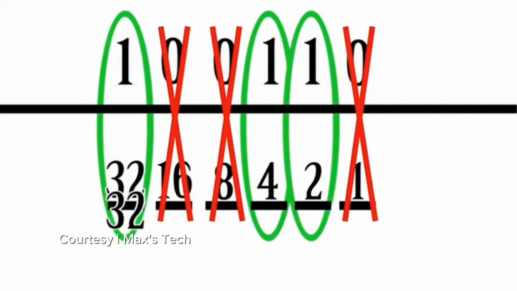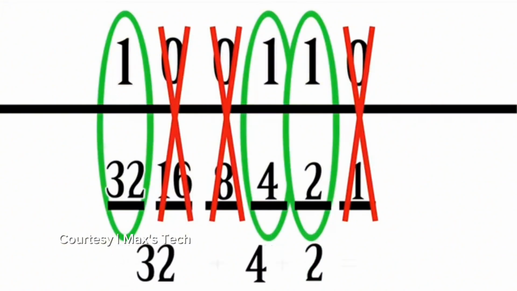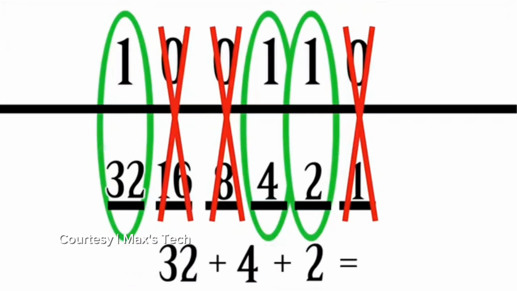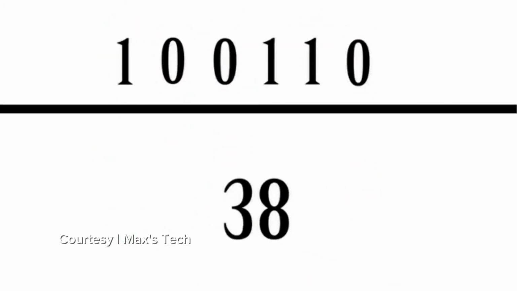So this one is going to be really easy. It's going to be 32 because you see it has a 1 under it. So we're going to do 32, plus the 16 and the 8 have zeros, so we don't use those. 4 has a 1 under it, so plus 4, and plus 2, and the 1 is a 0, so we don't use that one. So simply 32 plus 4 plus 2, which is 38. So we just converted 100110 into 38, which is the binary number's equivalent in decimal form.